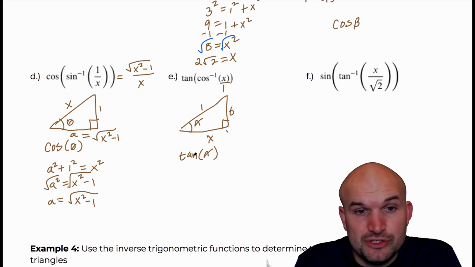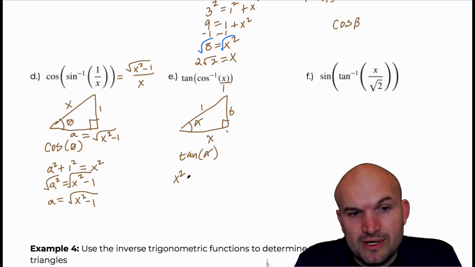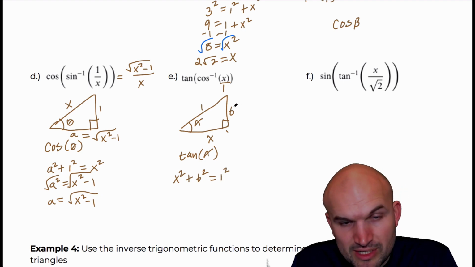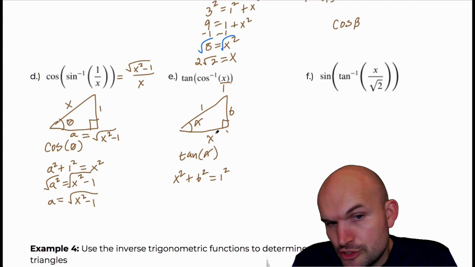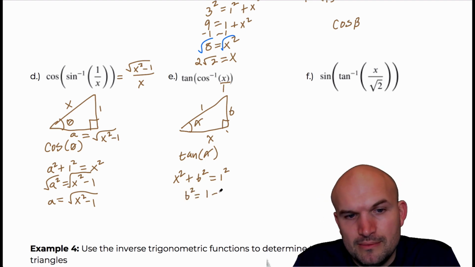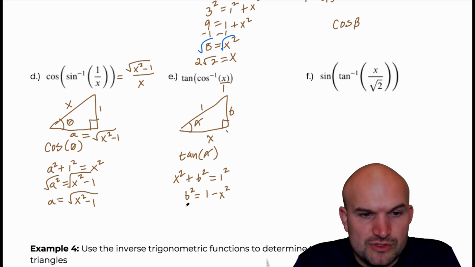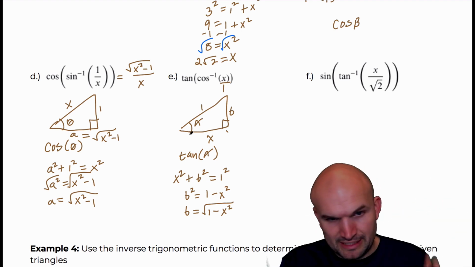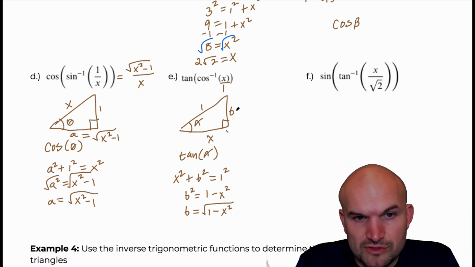So let's just use the Pythagorean theorem again. We have x squared plus b squared is equal to 1 squared. Again, we want to solve for b because we want to figure out what the value of b is in terms of x. So now I get b squared is equal to 1 minus x squared, and then we'll square root, and b is equal to the square root of 1 minus x squared. And again, everything's positive, so we're assuming we can take this all into the first quadrant.